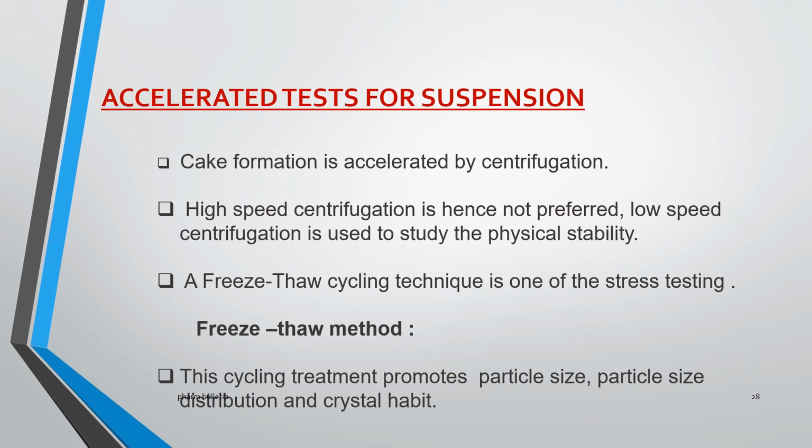Next, accelerated test for a suspension. If we go for high speed centrifugation, the suspension will end up with cake formation. So here we are not preferring high speed centrifugation; low speed is recommended. Here we are using a technique to analyze the stability of a product, the freeze-thaw cycling method. This method helps to know about the particle size distribution and crystal habit of a dosage form or a drug substance.